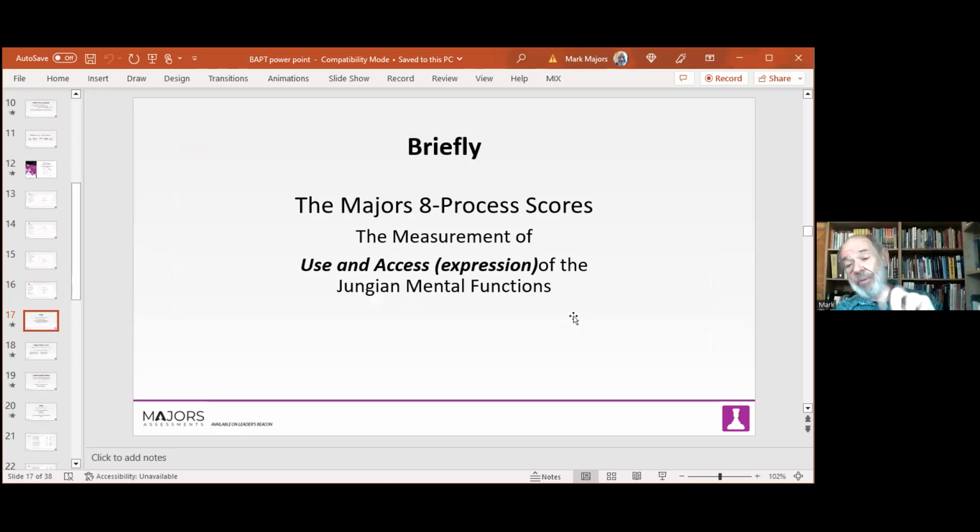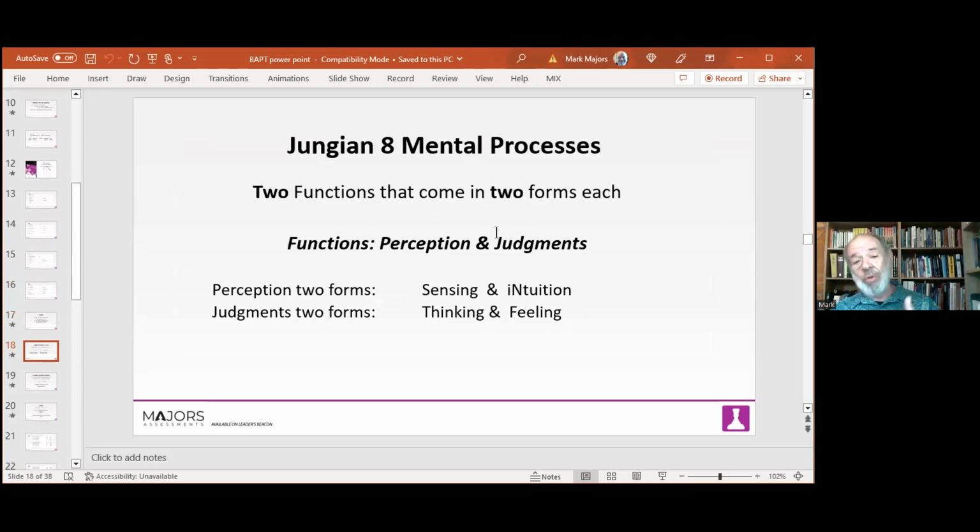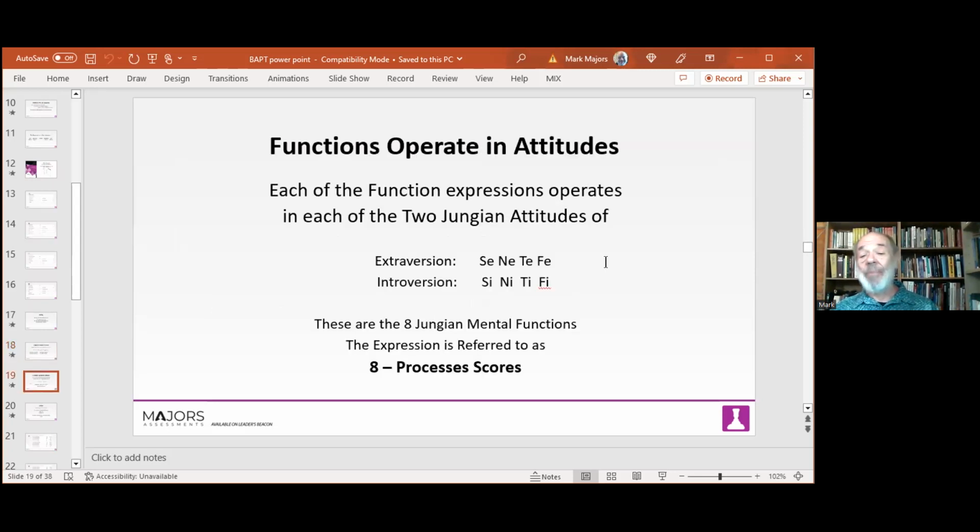Now, briefly, I'm going to jump into the other set of assessment, the Majors A process scores. It's a measurement of the use and access of Jungian mental functions. So everybody in this group is probably very familiar with Jungian 8 mental processes. There are 2 functions that come in 2 forms, perception and judgment. Perception has 2 forms, sensing and intuition; judgment, thinking and feeling. The function operates in attitude, and that's how we get to 8. Everybody understands the nomenclature we use for extroverted functions and introverted functions.